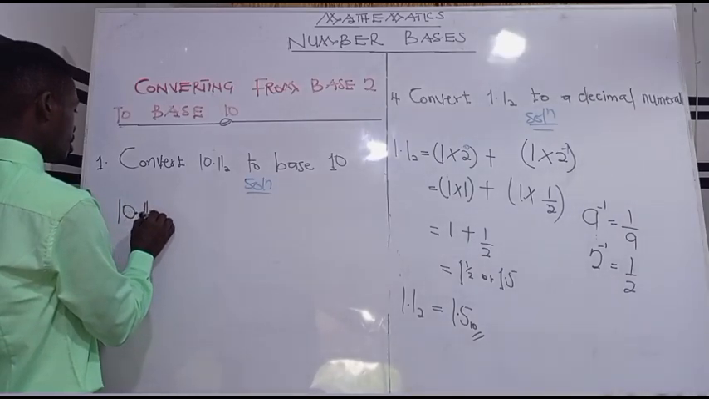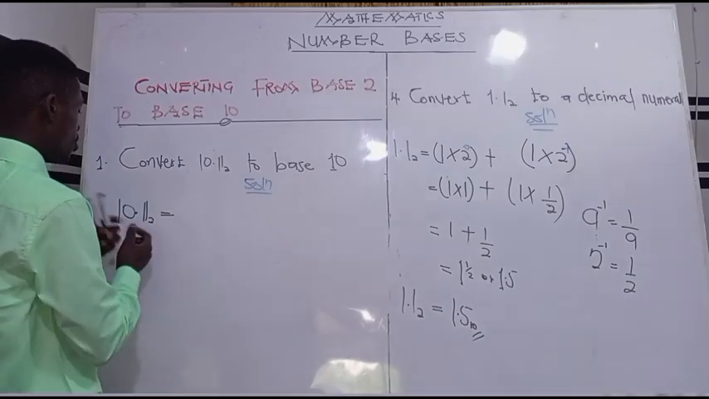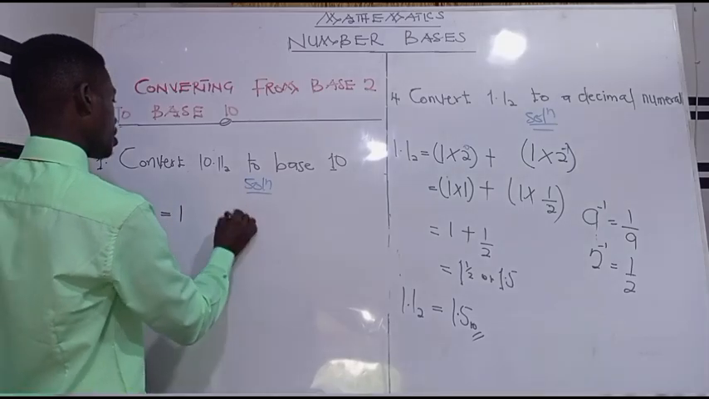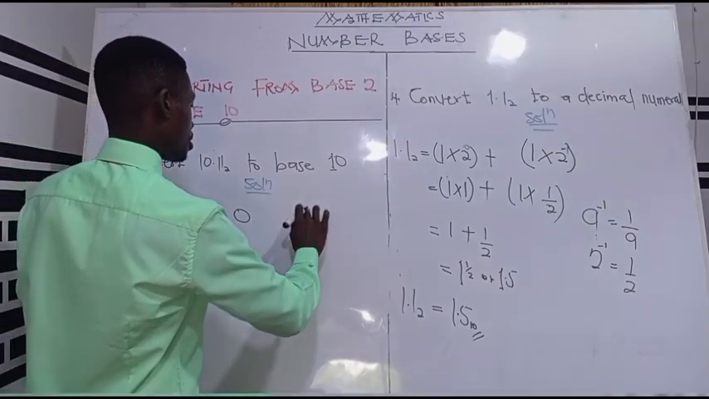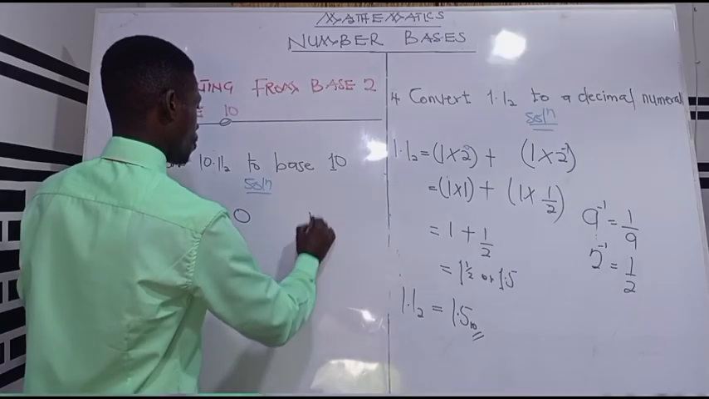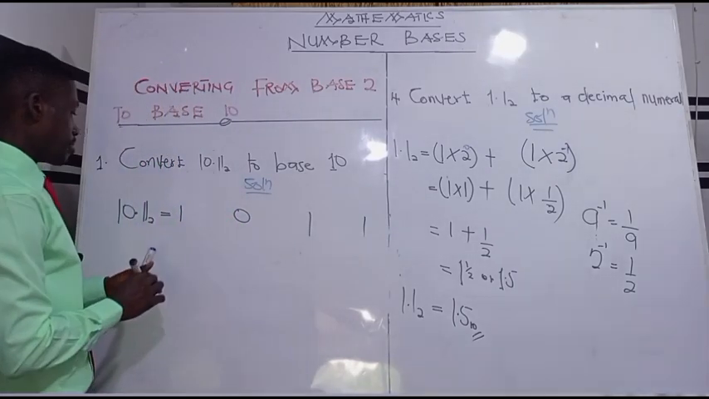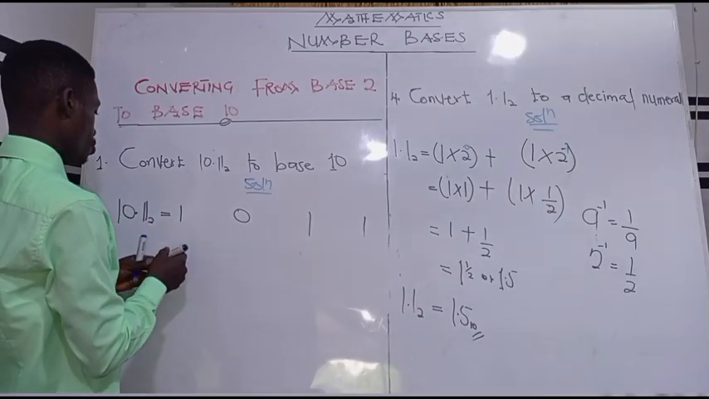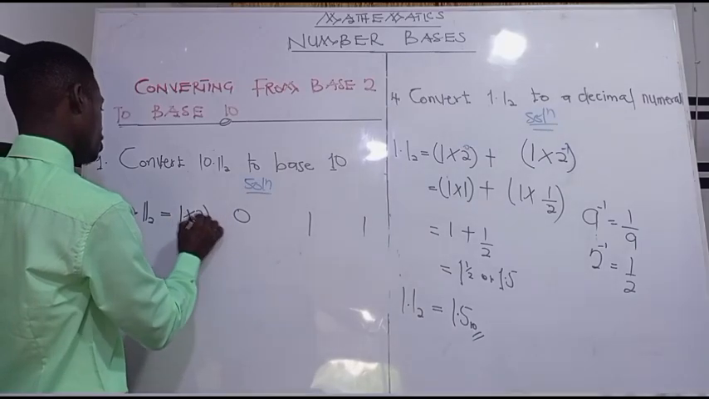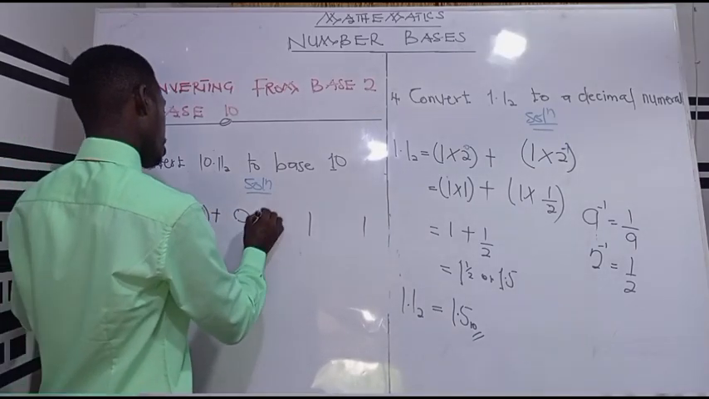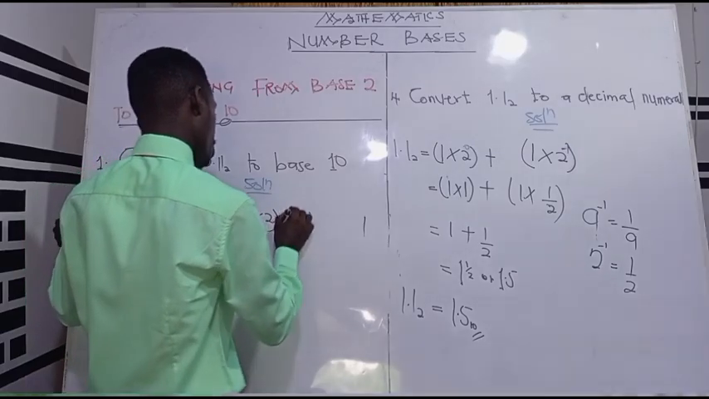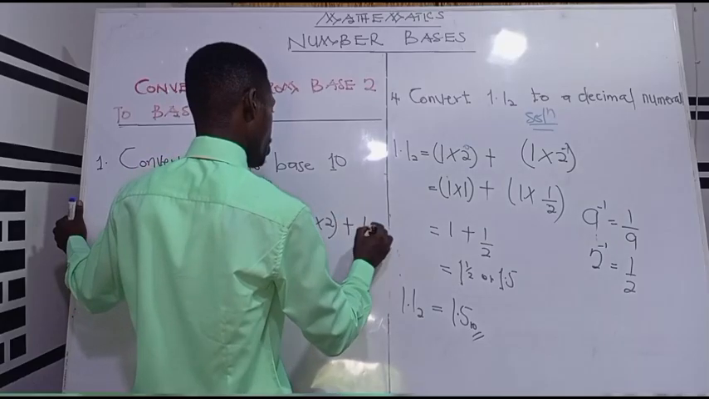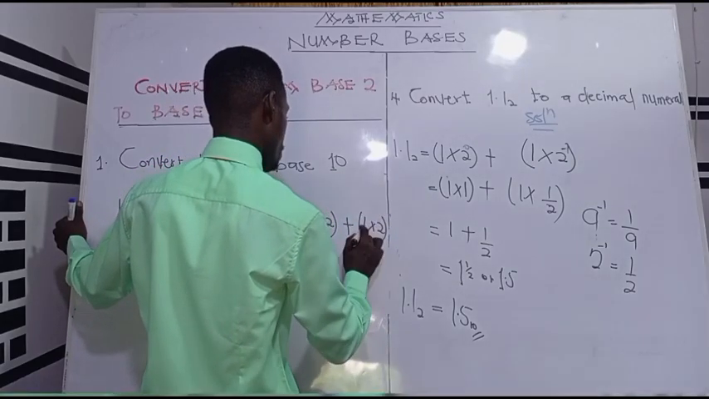10.11 base 2. So we are going to write this number here. So we are going to get 1, 0, 1, 1. So the next step is we are going to multiply each of these numbers by the base given, which is what? Base 2. So multiply here by 2. We sum them, multiply here by 2. We sum them, multiply here by 2. We sum them, multiply here by 2.